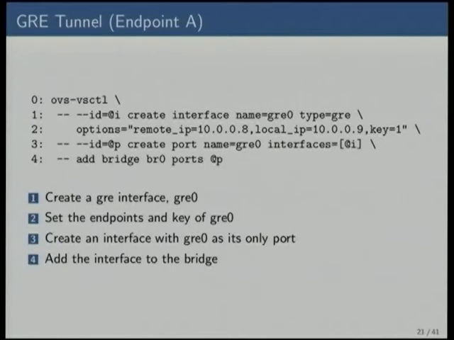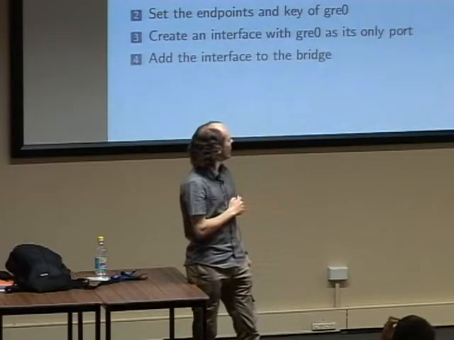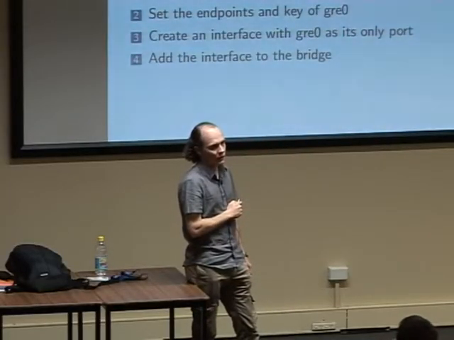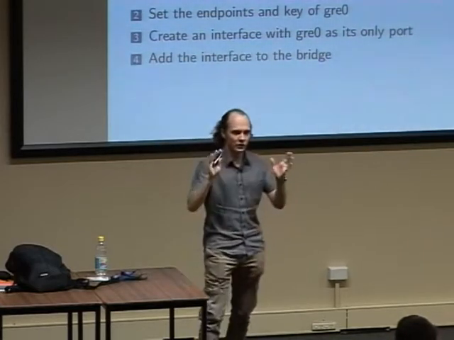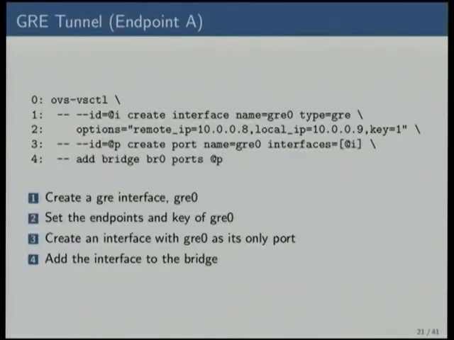Anyway, how do I set up tunneling? We create an interface. We call it GRE 0. Its type is GRE. This is the most important thing in the whole thing. If I wanted to use VXLAN, I'd just call it VXLAN. Its remote IP address, so the other end of the tunnel, is 10.0.0.8. The local address is 10.0.0.9. And the key, GRE tunnels can have keys, so you can have multiple of them, is number 1. Then we create a port that uses this interface, and then we add the port to the bridge.